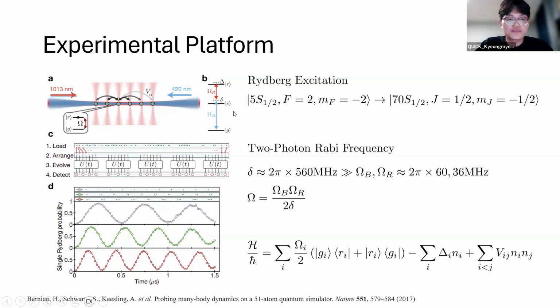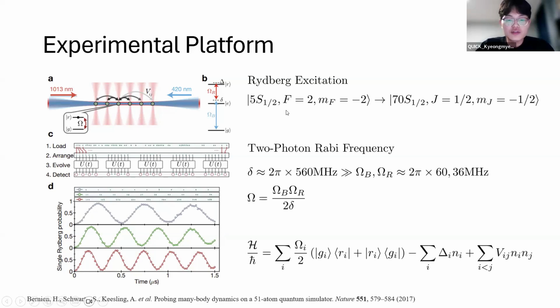If you look at this figure, the two-photon transition couples the ground state to the Rydberg state via an intermediate state E. The blue laser has a detuning of a small delta, and the lasers are circularly polarized with wavelengths 420 nanometers and 1013 nanometers, and they have single-photon Rabi frequencies of omega_B and omega_R. And notice how the value of small delta is far greater than the values of the single-photon Rabi frequencies. This is to suppress the population in the intermediate state.